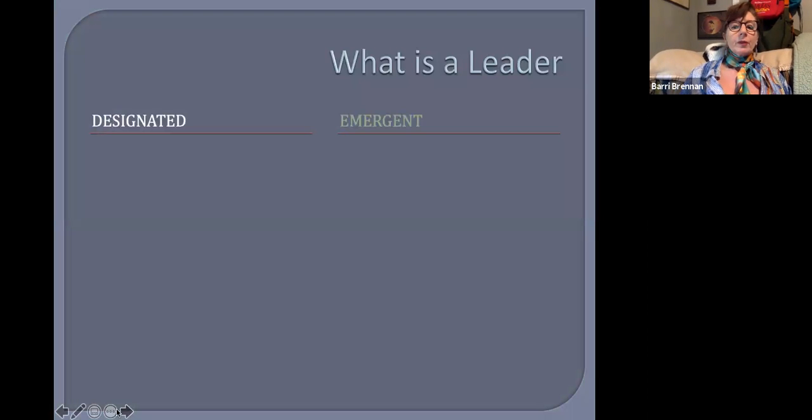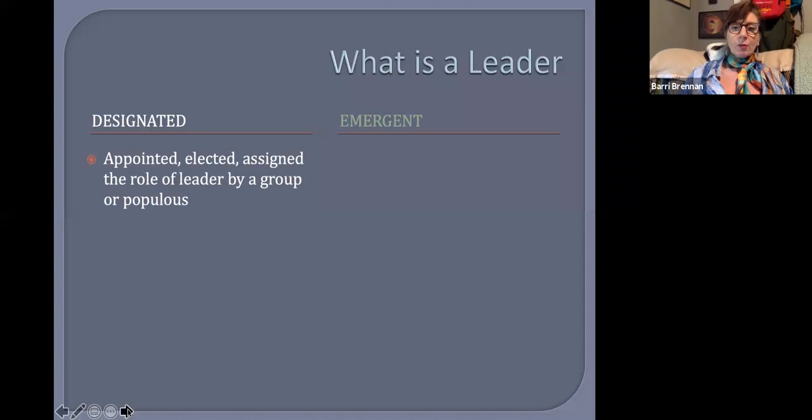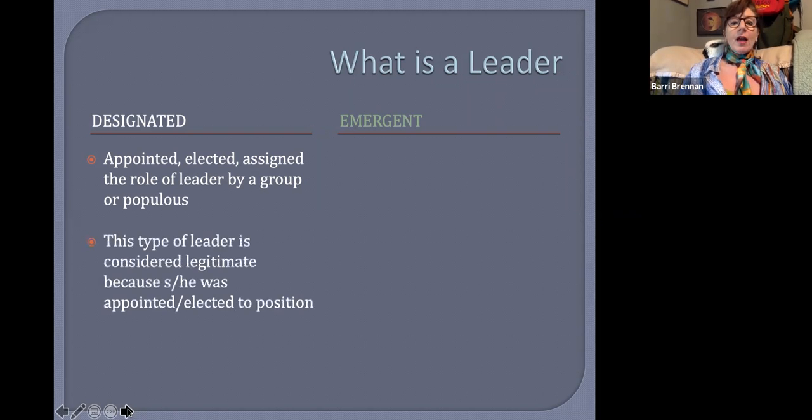Okay. So understanding the difference between what we call a designated leader and an emergent leader. The designated leader is someone who's appointed, like the president, like a senator, like a judge. Could be like the Pope. Religious leaders are appointed or assigned or elected. And they're considered legitimate, right? We call it legitimate power and influence because a body of people elected that person to be in that position.